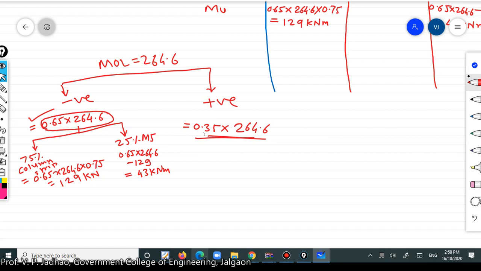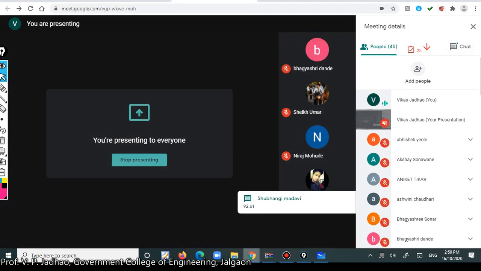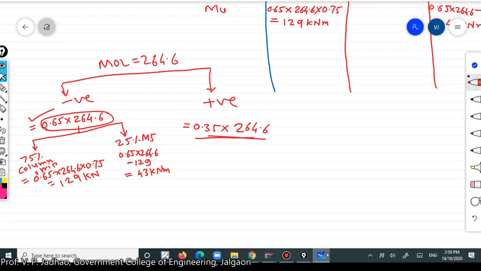0.35 into 264.6. Okay, that is, I think, 92.61 kilonewton meter. So this remaining 92.61 is the bending moment.